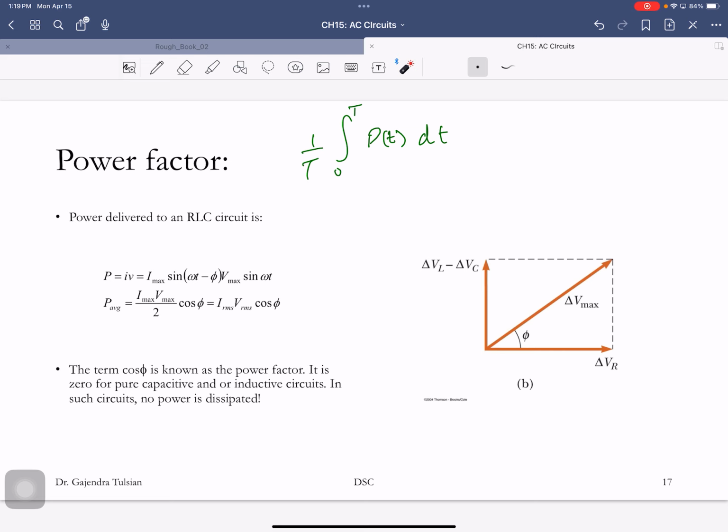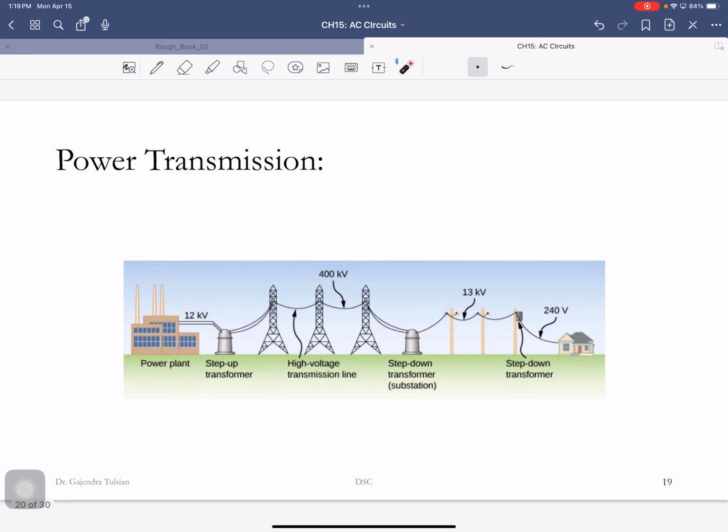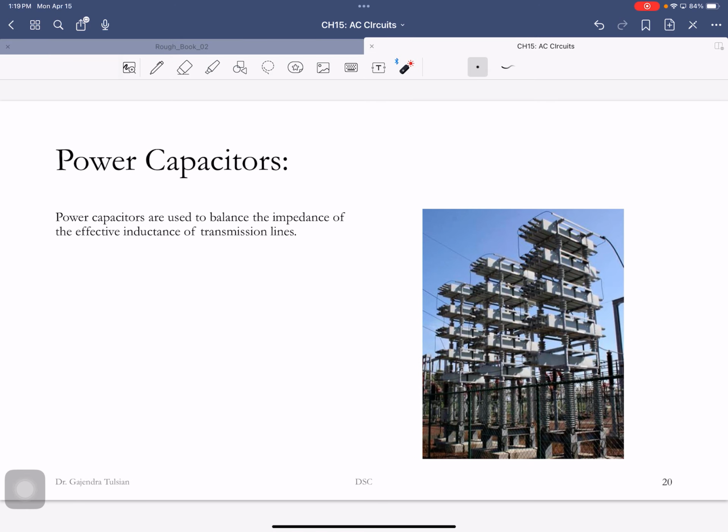All right. So power capacitors are used to balance the impedance of the effective inductance of transmission lines. So you guys have all seen these outside your cities, wherever. So that's what they're doing. So the bank of capacitors, their goal is to make phi 0. So maximum power is delivered to the city.